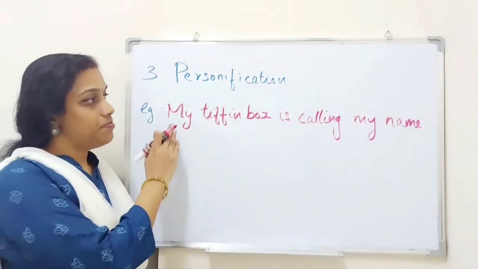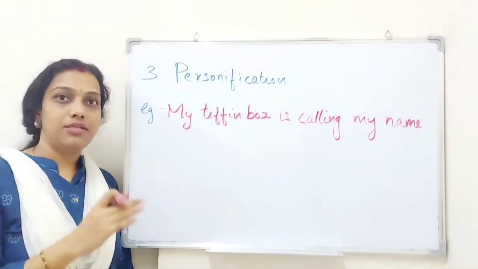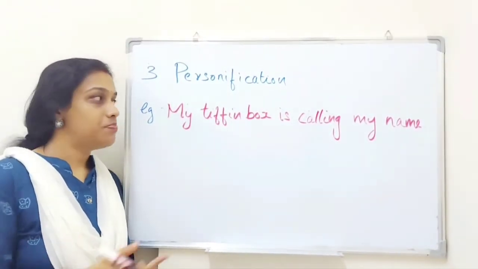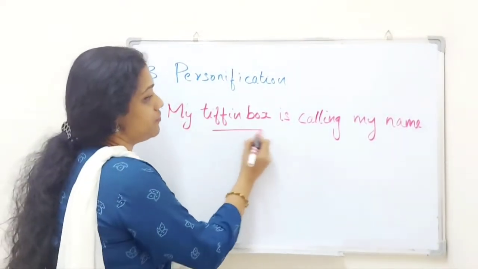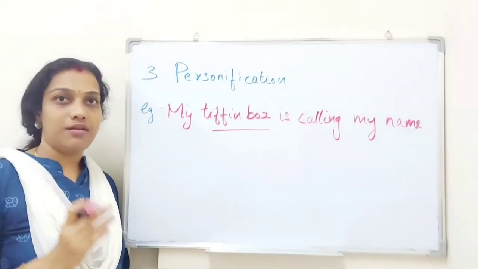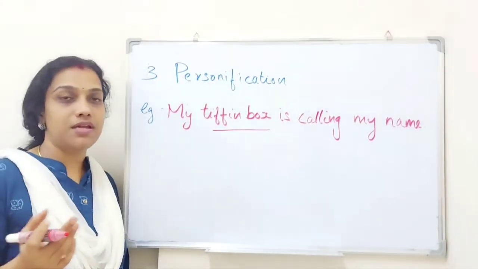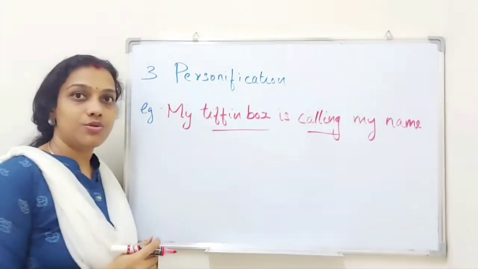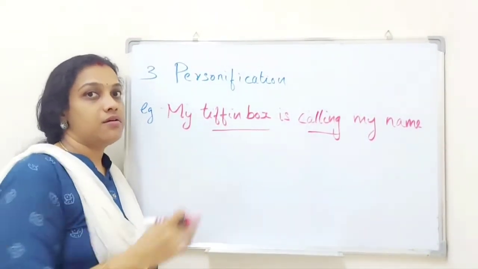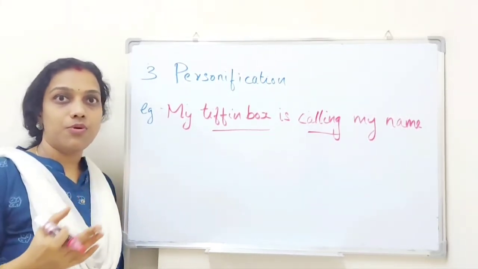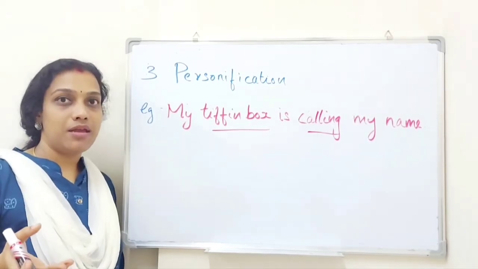Our first example is, my tiffin box is calling my name. Doesn't it look strange? My tiffin box is calling my name. How is it possible? Here, first of all, we have to find out the non-human thing. Which one is it? Tiffin box. Tiffin box is a non-human thing, right? This non-human thing is given some human traits. What is the human trait here? Calling, right? So, my tiffin box is calling my name. We can't take the literal meaning of this sentence. Is it possible my tiffin box is going to call me, come on, eat me? No. So, what will be the inner meaning here?